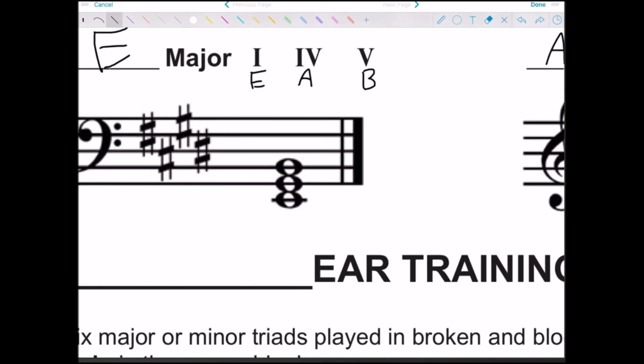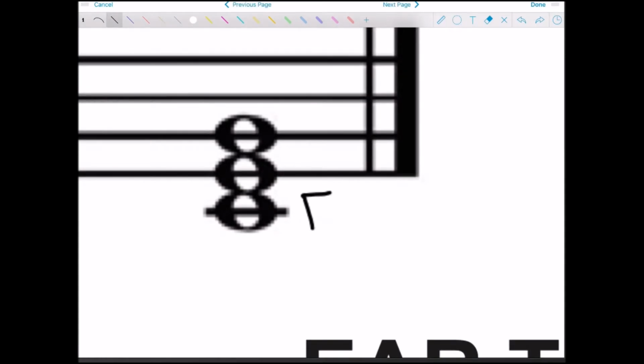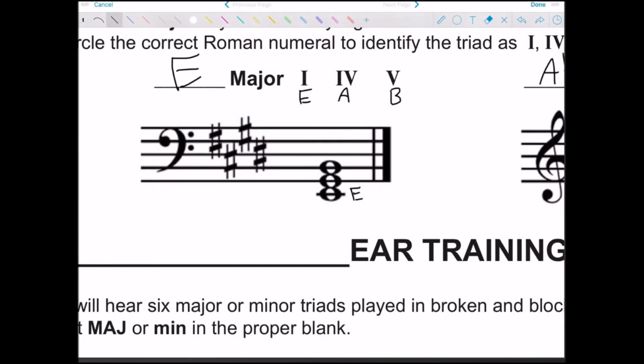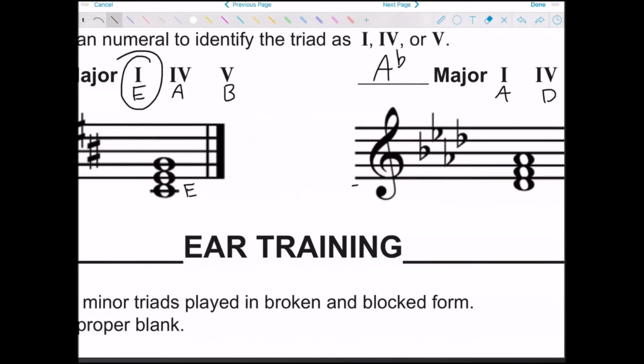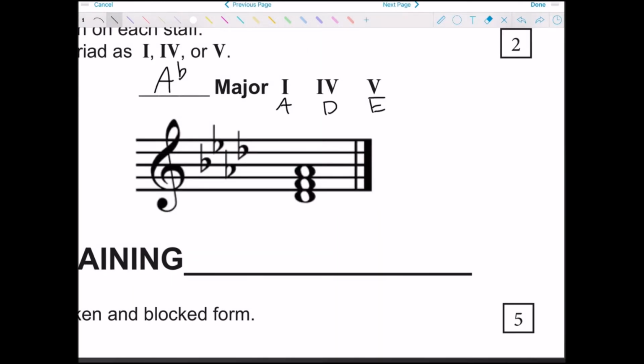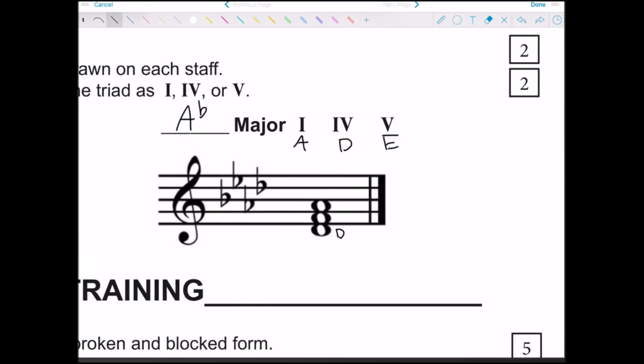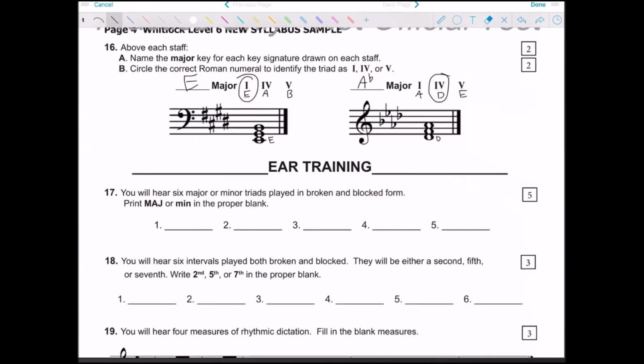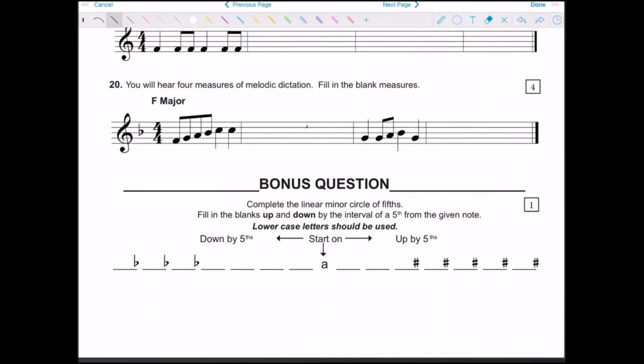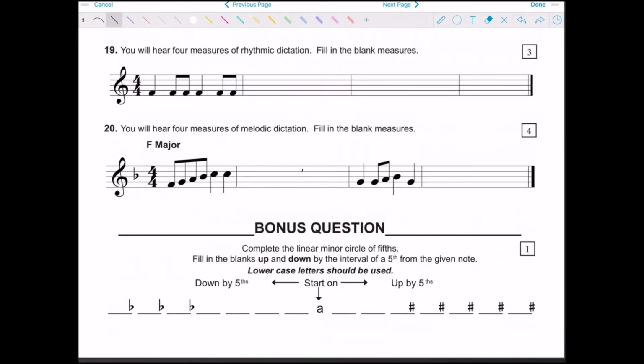The way we figure that out is we look at the bottom note, and in this case, that bottom note is E right there, because I'm in bass clef. So that's an E, so this is a 1 chord. Here, this bottom note is D. So that would mean this is a 4 chord. As simple as that. Now, I would normally break the video off here, but I'm going to go down to the bonus question so that you can get this right.